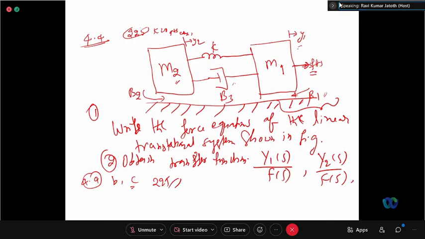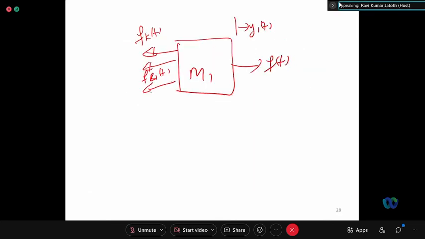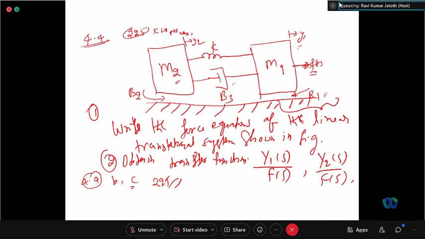Bodies M1 and M2 are connected through some friction. So FB3 is along the y1 direction or opposite to the y1 direction? When the body is moving like this, FB3 will be in the opposite direction, right? Yes or no? Yes, sir. So FB3 of t is also in the opposite direction. Is there any force acting on this M1 other than these? No.